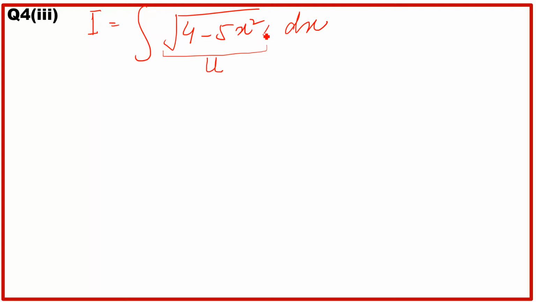The second function is missing. I told you if we do not have the second function, then you have to multiply with 1, because anything multiplied with 1 does not affect anything. So this is the second function v.